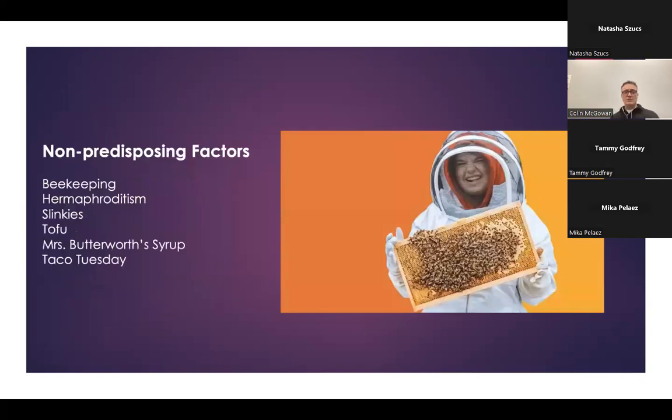So non-predisposing factors. These things have no impact on hamstring injuries: beekeeping, hermaphrodites, Slinky's tofu, Mrs. Butterworth syrup, but the syrup might, because of diabetes.